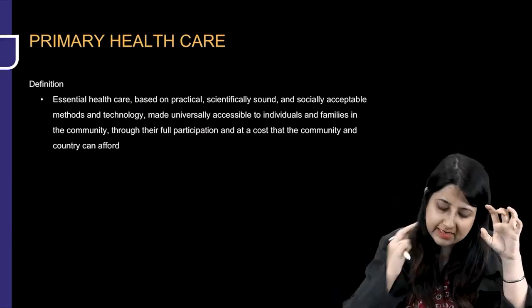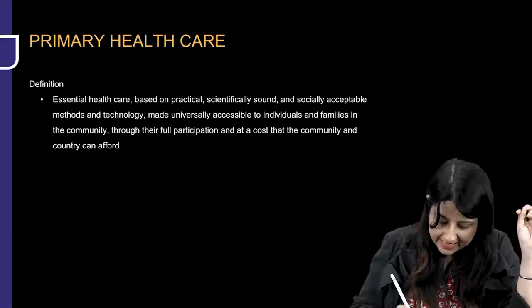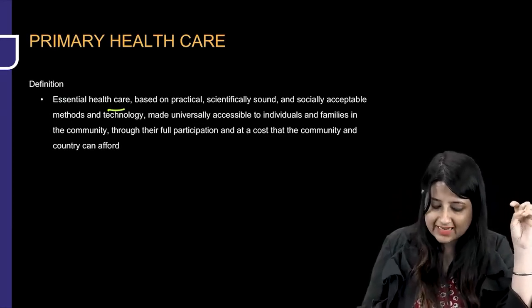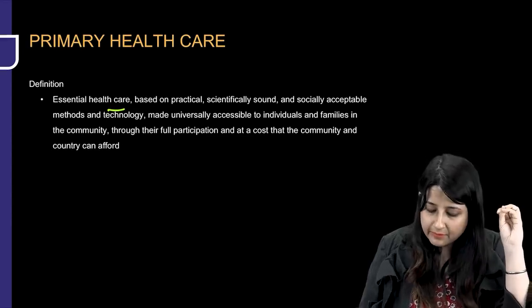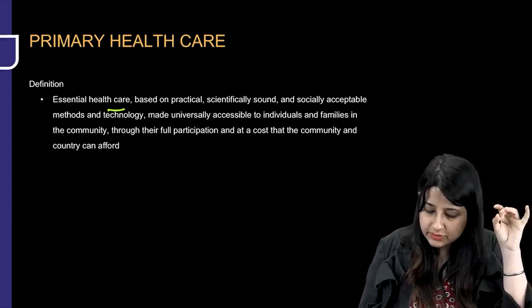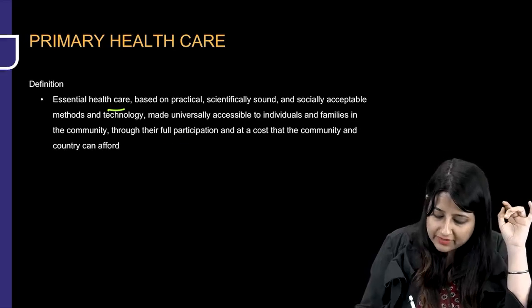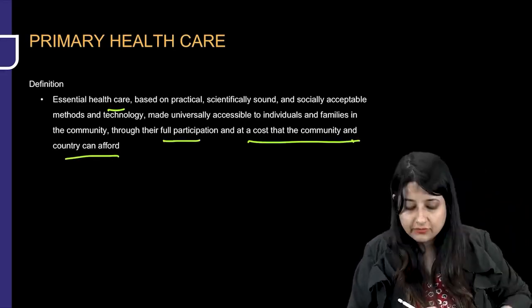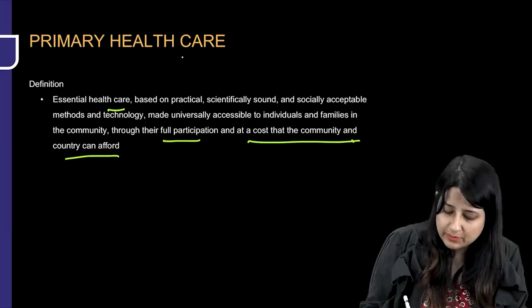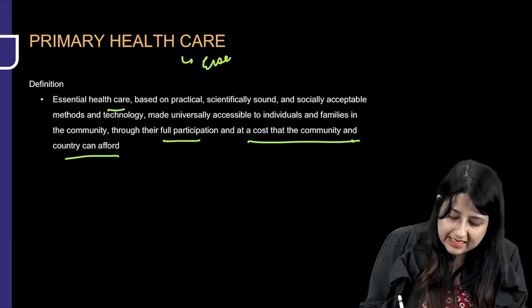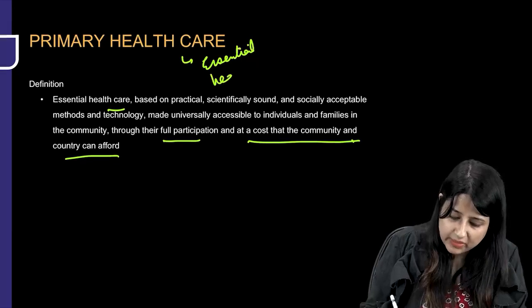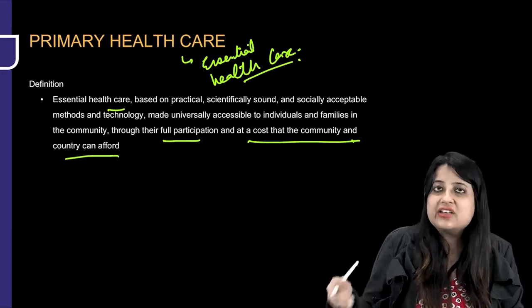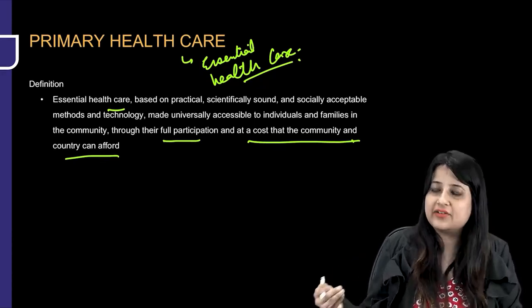So what is primary healthcare? Primary healthcare is defined as essential healthcare which is based on practical, scientifically sound and socially acceptable methods and technology, made universally accessible to individuals and families in the community through their full participation, and at a cost that the community and country can afford. So basically, you just have to remember one thing. Primary healthcare means essential healthcare, which has to be offered to each and everyone in the community at a cost that the community as well as the country can afford.